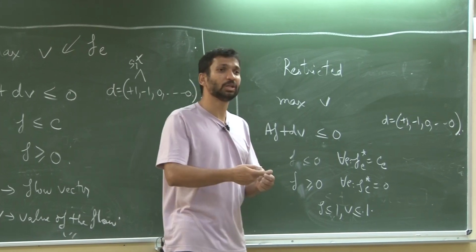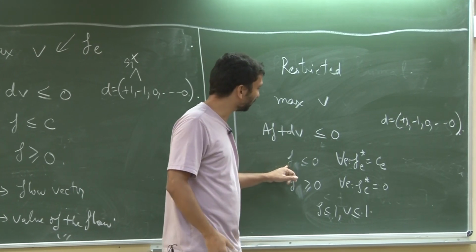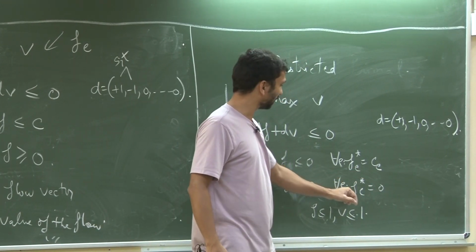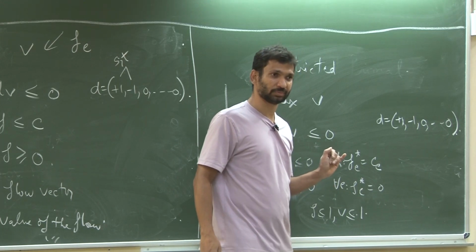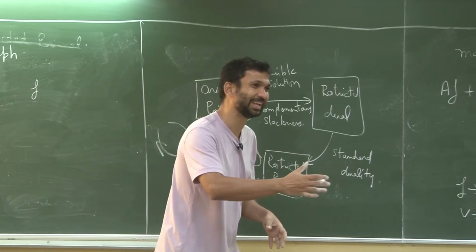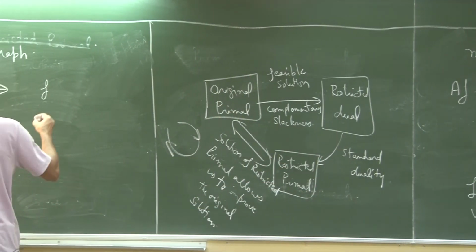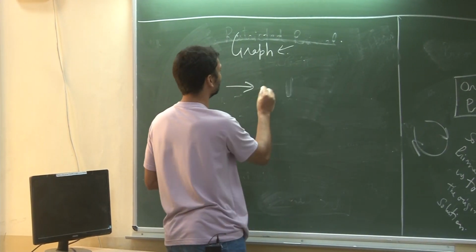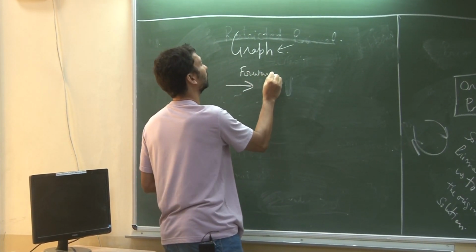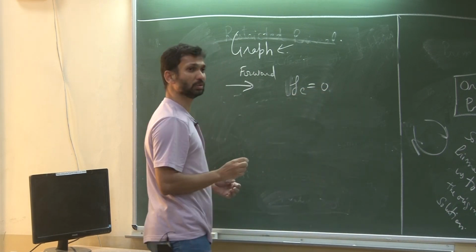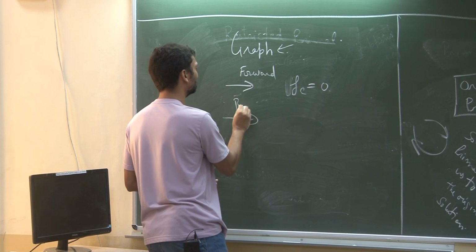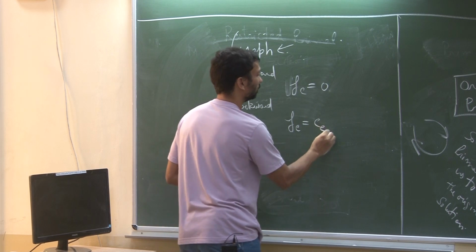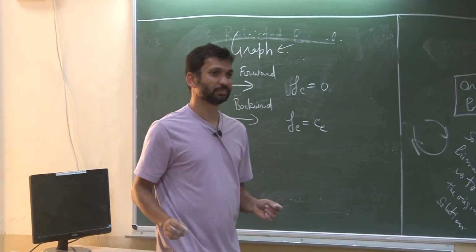So now, in my new graph, I am only going to have edges wherein my feasible solution either Fe star was equal to C or Fe star was equal to 0. Okay, so then this is opposite of this, right? So we are going to have a graph where I will have a forward edge if Fe was equal to 0, and I am going to have a backward edge if Fe was equal to C. Correct?